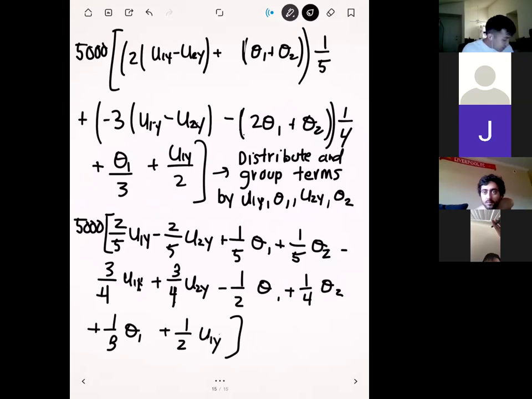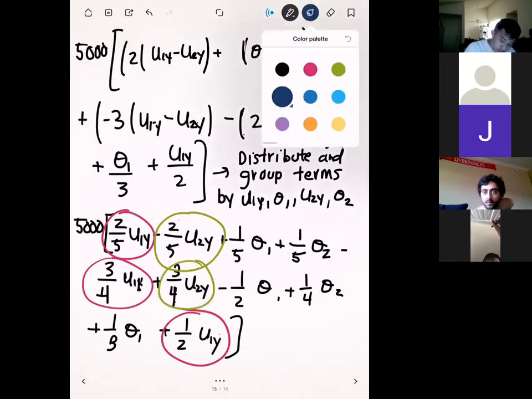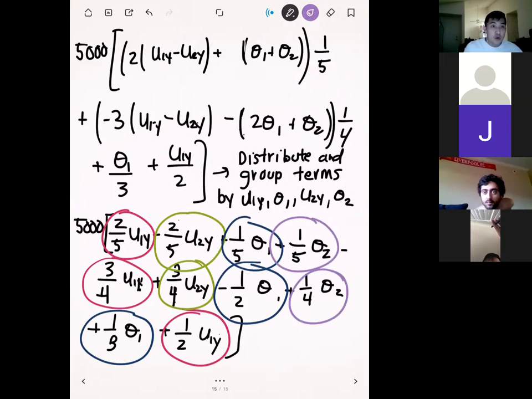At this point, what we're going to do is group the terms into basically a U1 term, a U2 term, a theta 1 term, and a theta 2 term. Let me color code that because we're almost out of time, and I think we'll finish that next time. All the terms with U1y, we're going to group together, so I'll circle those all in red. All the U2 terms we're going to group together, and I circled those in green. All the theta 1 terms we're going to group together. And then, in a different color, purple, all the theta 2 terms we're going to group together too. By grouping them together, we're going to be able to equate this with the work done by the nodal loads. But we're out of time, so we'll finish up the last bits of this example next time.